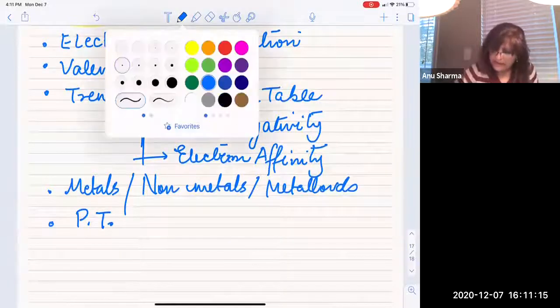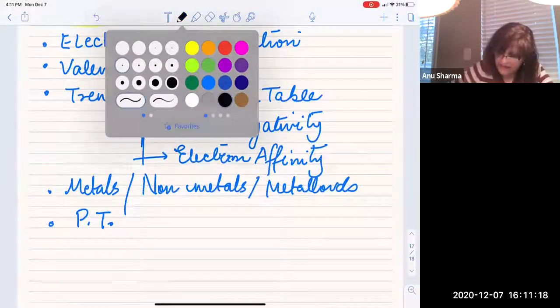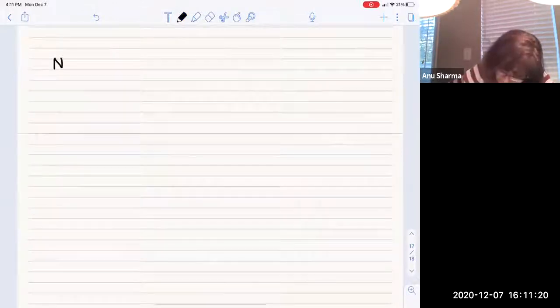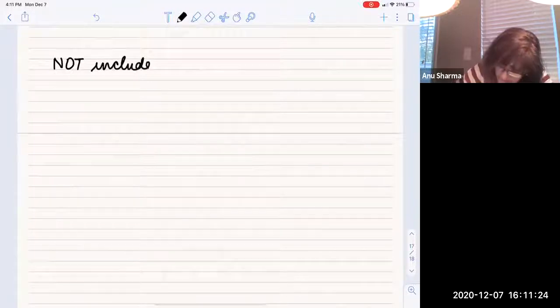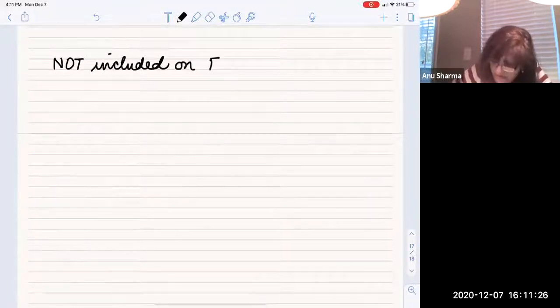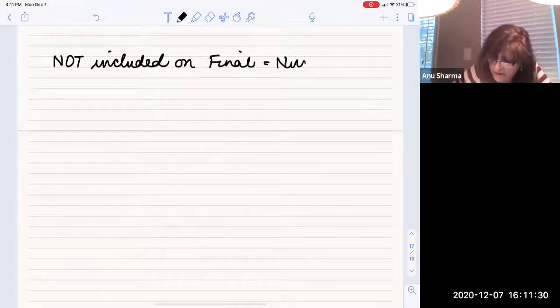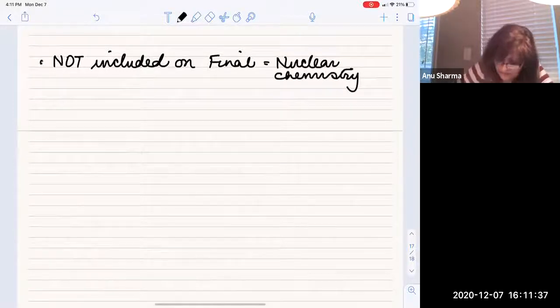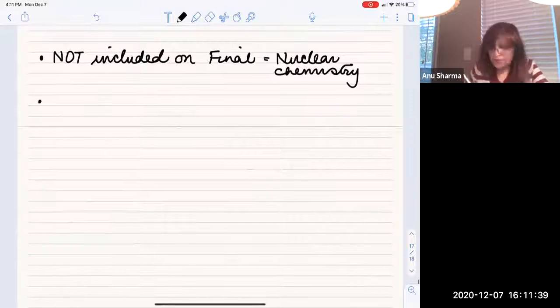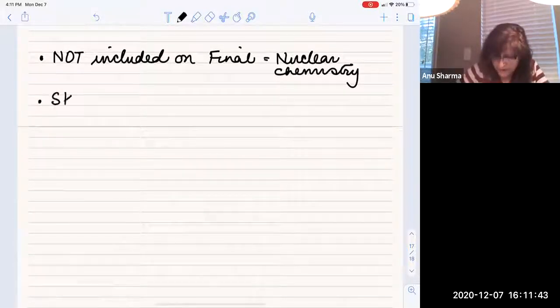So I'm going to now end this, and I'm going to just put here that nuclear chemistry is not included on the final exam. Nuclear chemistry. So don't worry about chapter 5. Okay, that's one thing. The second thing is what is not included. You can just skip chapter 1.